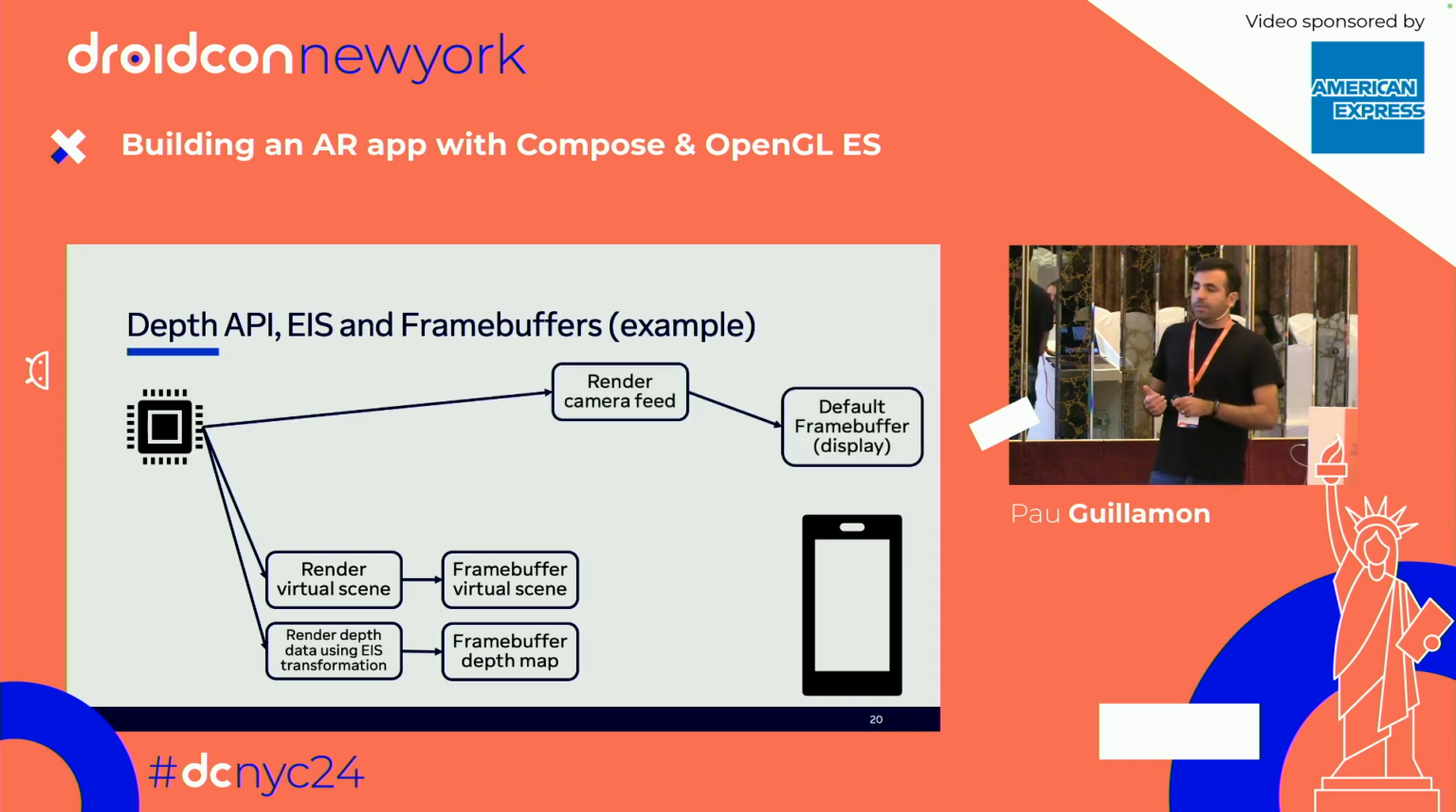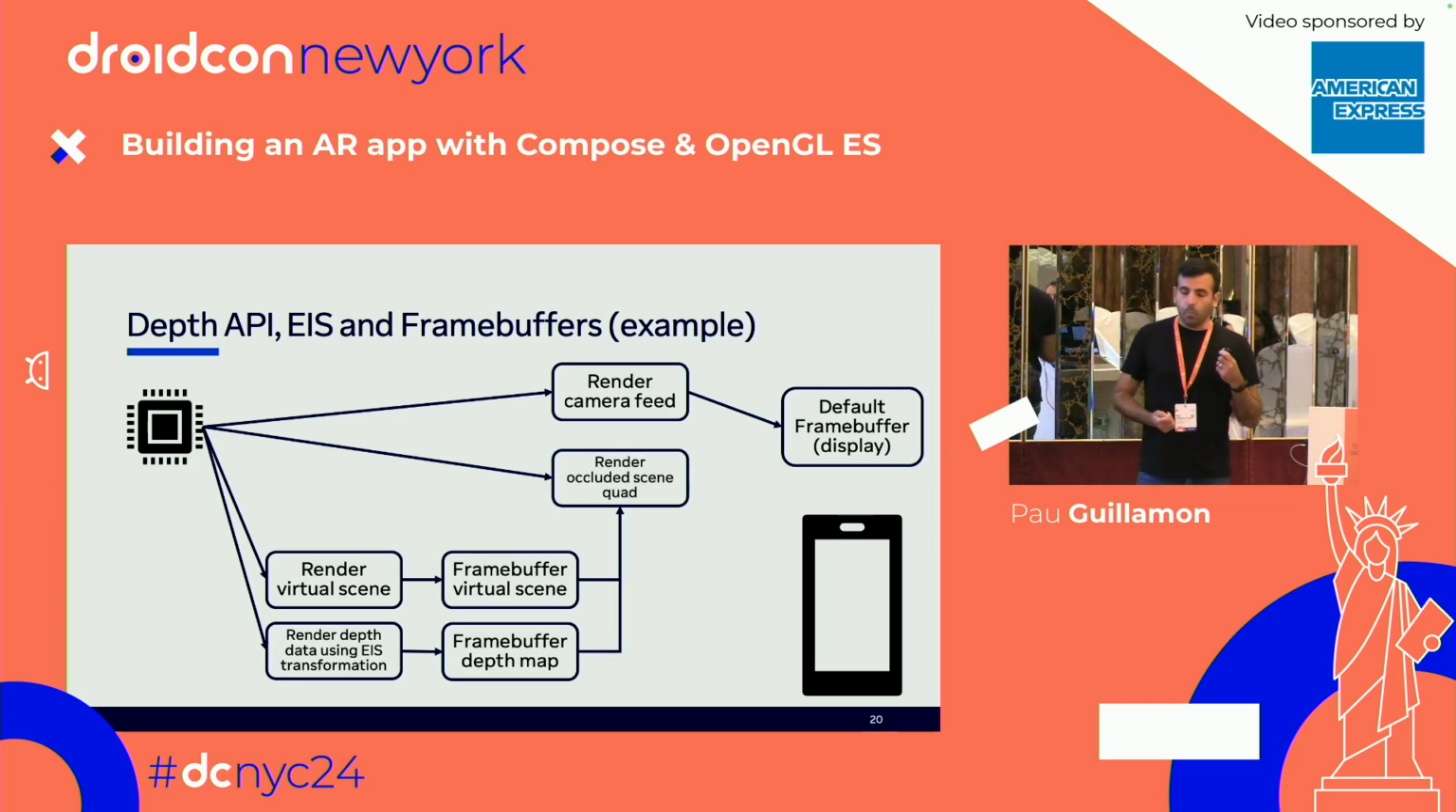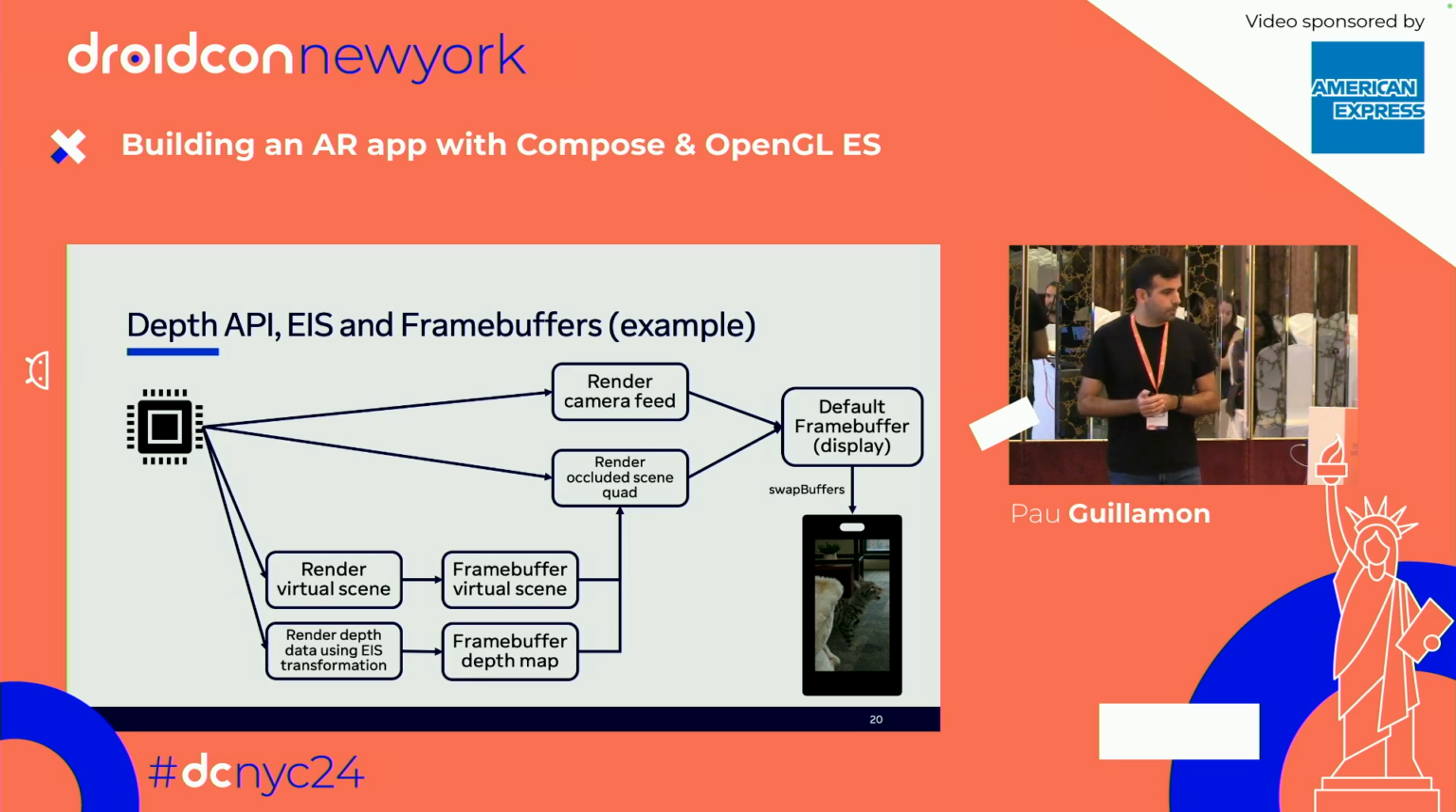Then later on, we render the camera image onto the default frame buffer, and finally, last render step, we combine those two textures to render our virtual scene on top of the camera image, applying occlusion using that already simplified depth map. Note at this point, there's nothing on the display yet. Only at the very end, when the framework does the swap buffers call, are things put on the display.